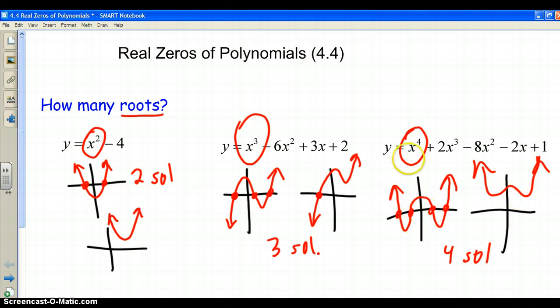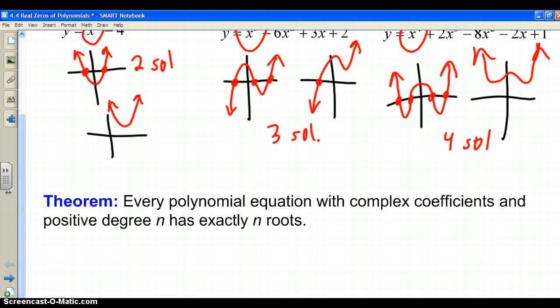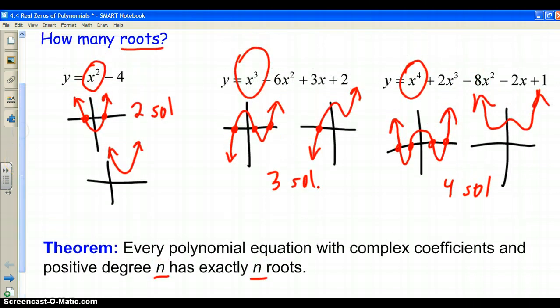And so we can tell by the degree of the polynomial, like our fundamental theorem: every polynomial equation with complex coefficients and positive degree n has exactly n roots. So it's very easy to tell how many roots there are. You just look at the degree of the polynomial. You can say, well, there's four solutions of some kind. They may not all be real, and that's okay.